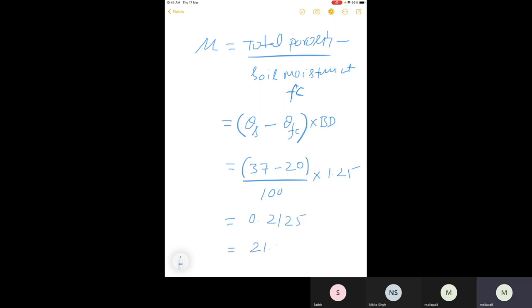and you get 0.2125, or 21.25%, which is the drainable porosity mu. So that means 21.25% of the pores are being emptied during the drainage process. Okay, so that's the meaning of that.